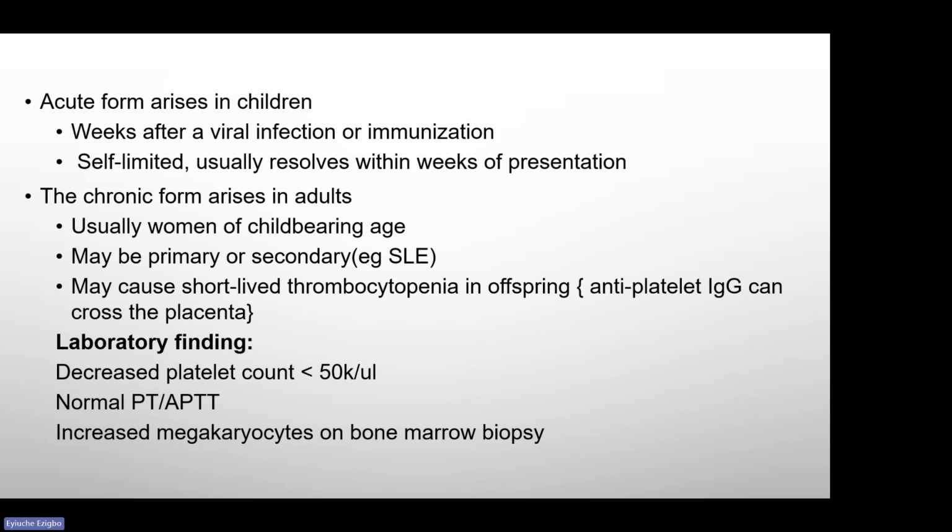Laboratory findings. What can we see in the laboratory if this condition is present? Decreased platelet count, of course. You should anticipate that because platelets are being consumed by the splenic macrophages. As they bind to the autoantibodies, they are consumed and removed out of circulation because they are seen as abnormal cells in the body. So you expect that their volume should be low.